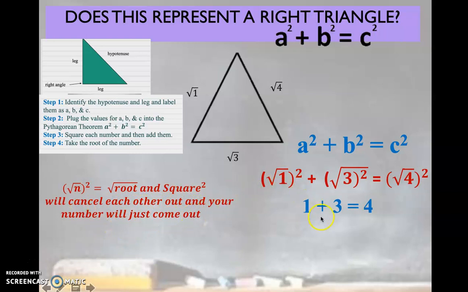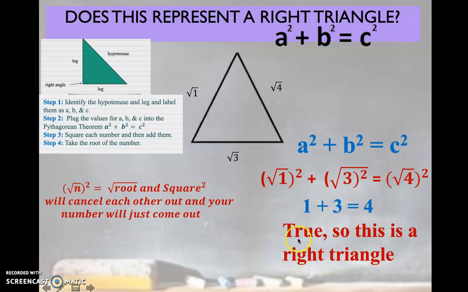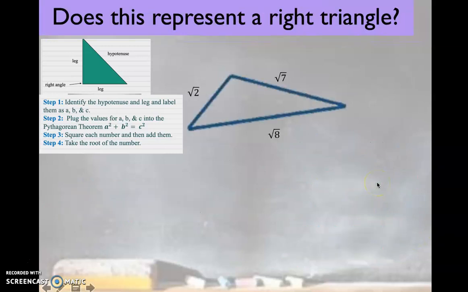So in this case, 1 comes out, 3 comes out, and 4 comes out. And we want to see if this is true. Does 1 plus 3 equal 4? In this case, it's true. So this we can determine as a right triangle. These are a little easier because they cancel out. The numbers just come out and you see if the addition statement is true.